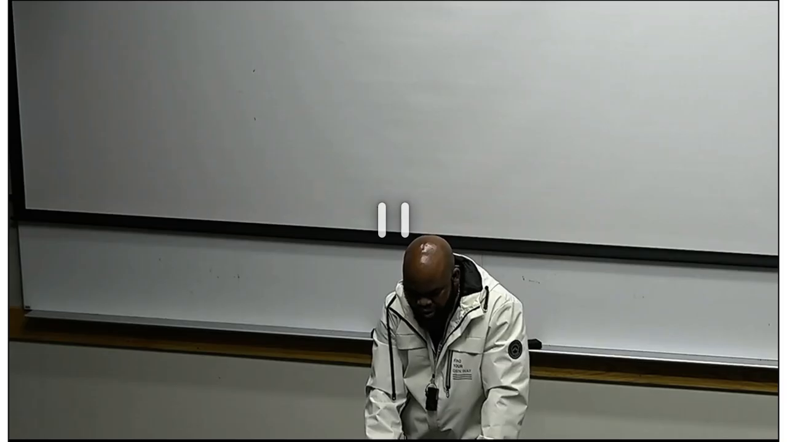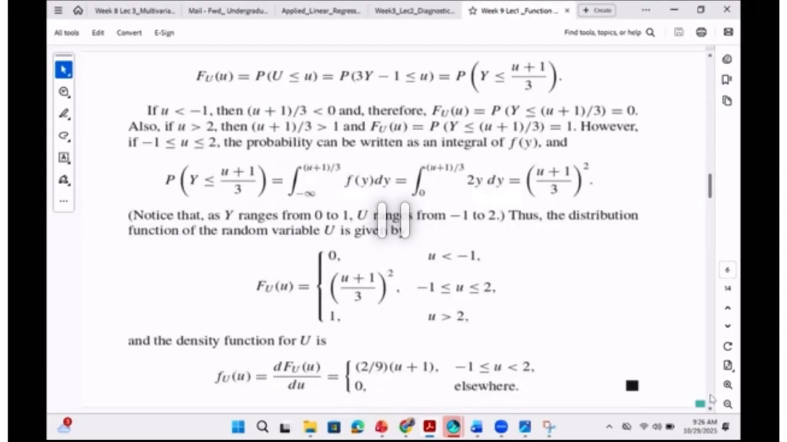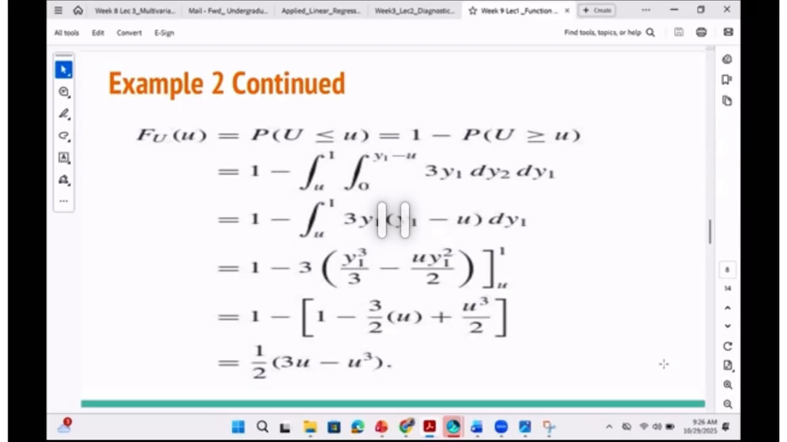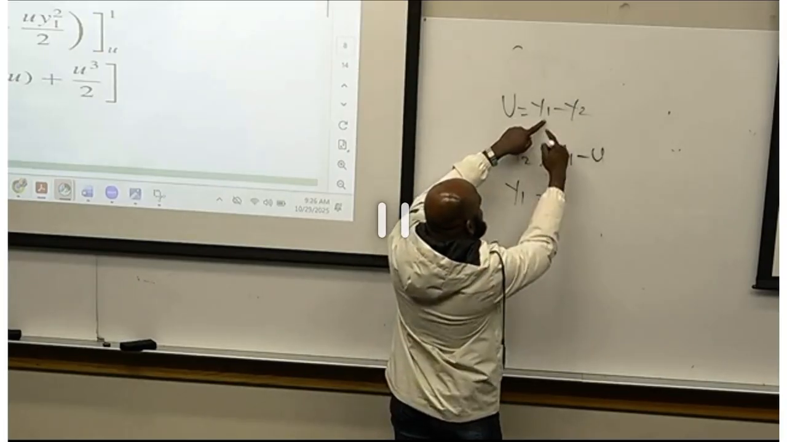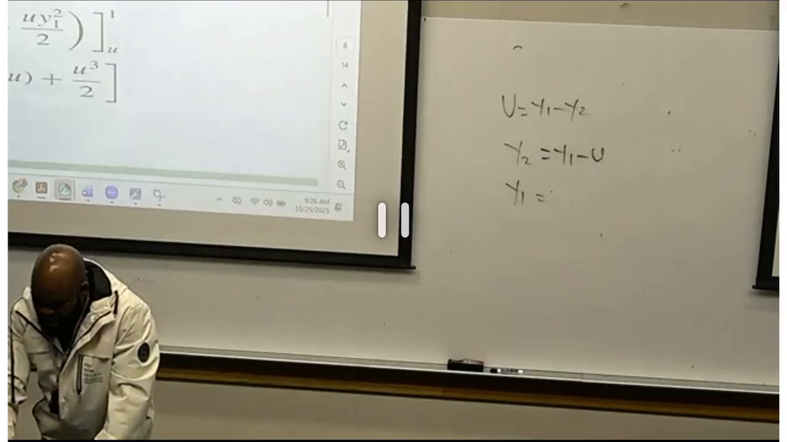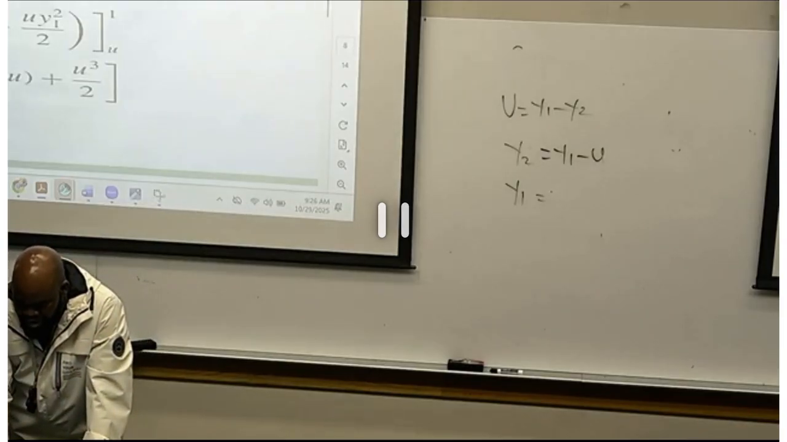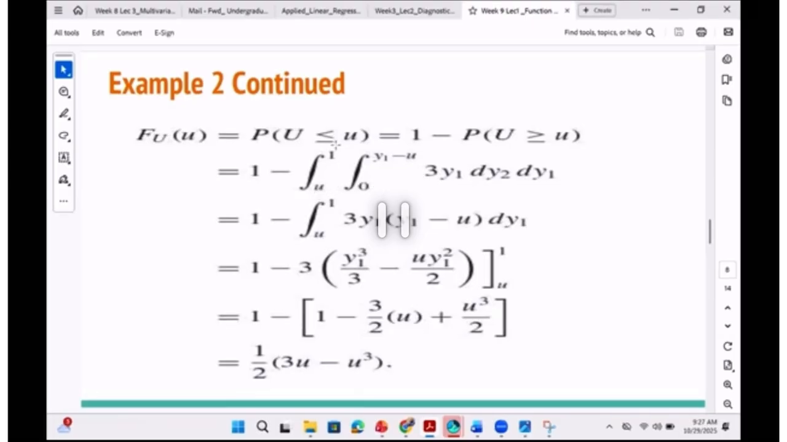Okay, now let me go back to what I was explaining. Right now, you see 0 to y1 minus u. So the same thing here: if I want to find y1, the y1 is going to be that plus that. So y2 is equal to that. When you take a look at what I have, the first one is going to be u to 1. Why do I say u to 1? Because this is greater than, right?